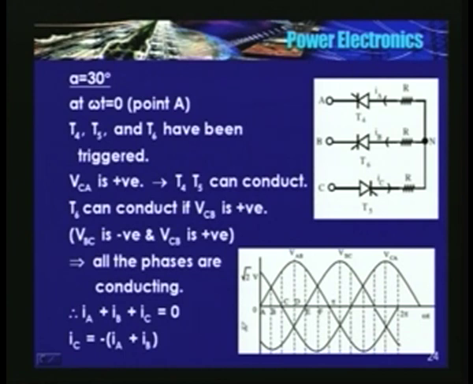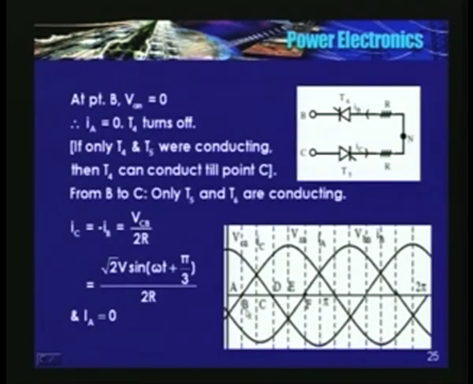And where does IA become 0? See here. IA becomes 0 at this point where VAN becomes 0. So when IA becomes 0, T4 turns off. So at omega t is equal to pi by 6, VAN becomes 0, therefore IA becomes 0, T4 turns off.